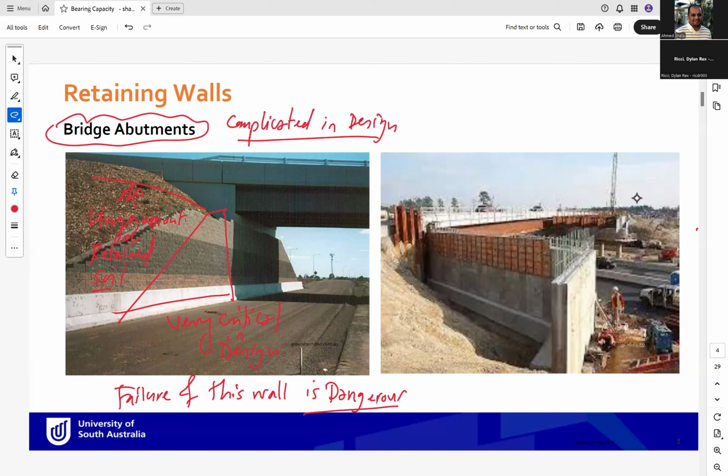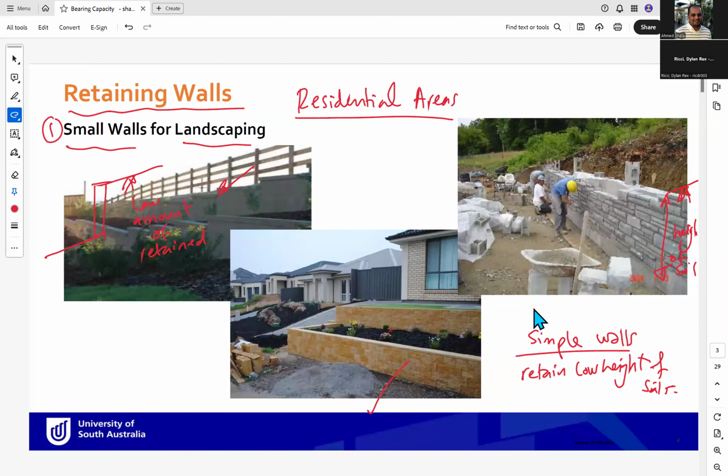Okay. So the failure of this wall is very dangerous, so we need to be careful when we are designing it. And this is also another example of a bridge abutment during construction. Okay, so these are two types of retaining wall: bridge abutments and residential or small walls.